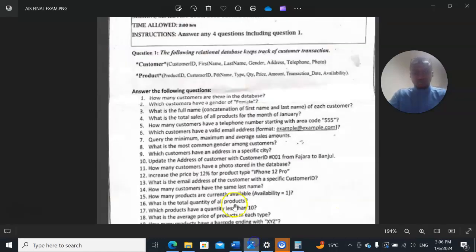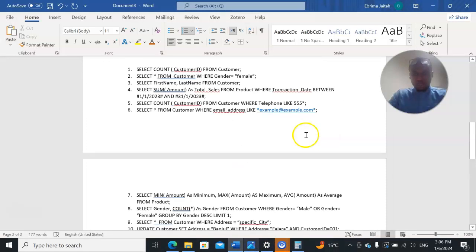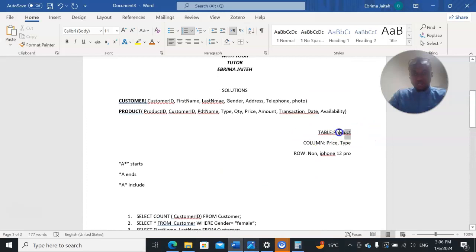Question number 13 says, what is the email address of the customer with a specific customer ID? So let's identify how many tables we need here. What is the email address of the customer? We are talking about the customer table, right? With a specific customer ID, it's also talking about the customer table. So let's use customer here, and since it's talking about customer email, we're going to say email address.